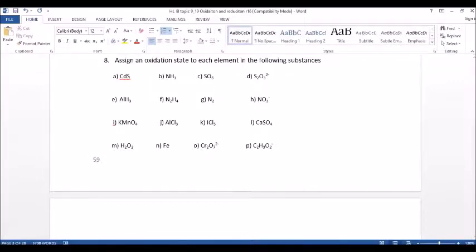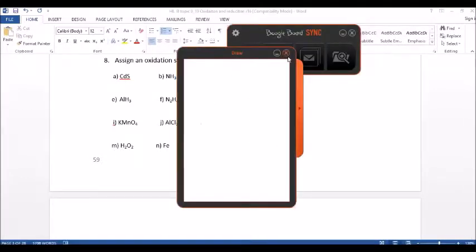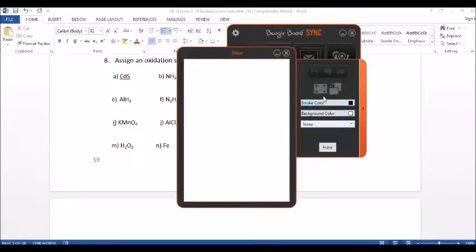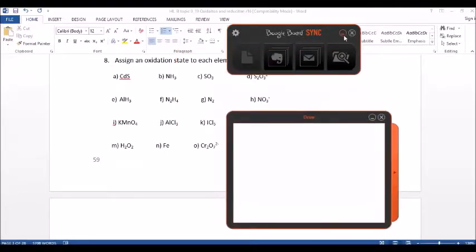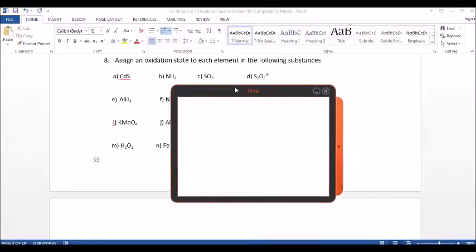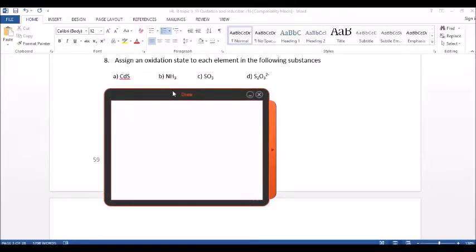So what we're doing here is we are going to assign oxidation states to these elements. Let me get this guy ready to go here. Okay, let me just do a couple of these with you. Like for A, CdS, cadmium sulfide, I guess.